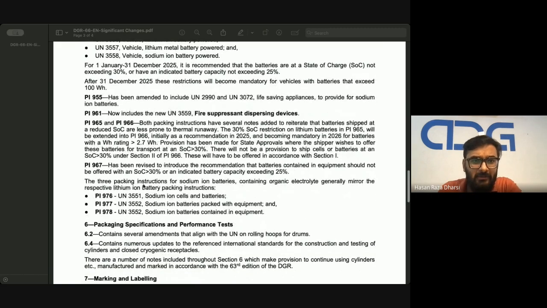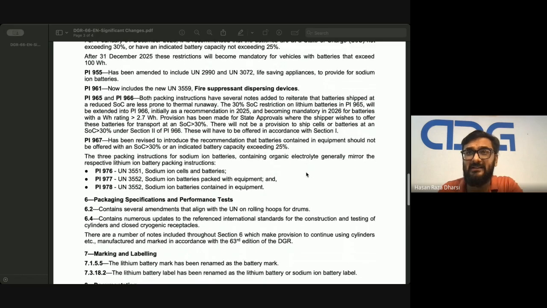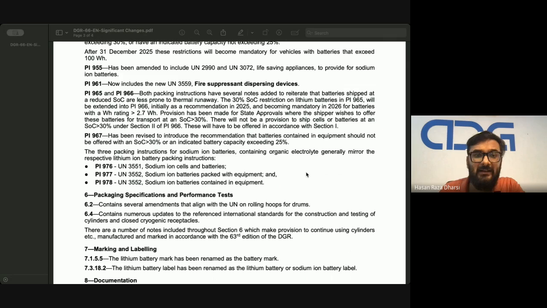Okay, coming up to packing instruction 967. Now these packing instructions are closely related to the batteries, and you can see all the terminologies are related to the batteries. Packing instruction 967 has been revised to introduce the recommendation that batteries contained in equipment should not be offered with an SOC over 30% or an indicated battery capacity exceeding 25%. The 3 packing instructions for sodium ion batteries containing organic electrolyte generally mirror the respective lithium ion battery packing instructions.